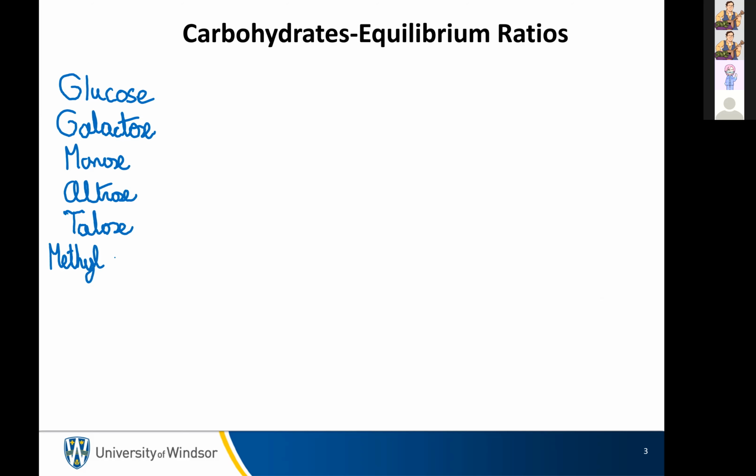And methyl glucoside. What the hell is a methyl glucoside? It's glucose with an OMe group, a methyl group at the anomeric position. So that OH has a methyl group instead of just an OH, it's the methoxy group. The last thing I'm going to add on here is cyclohexanol.